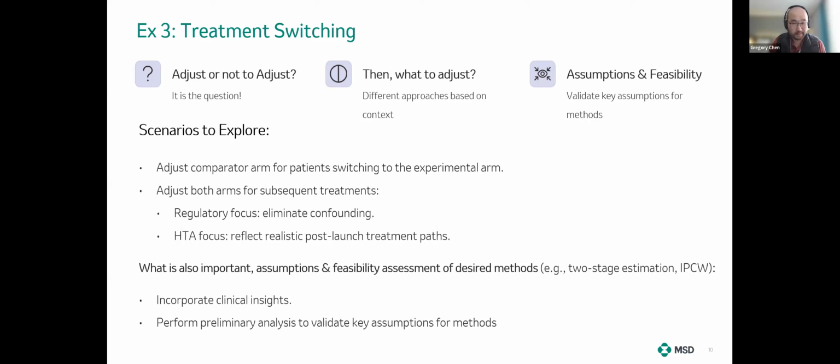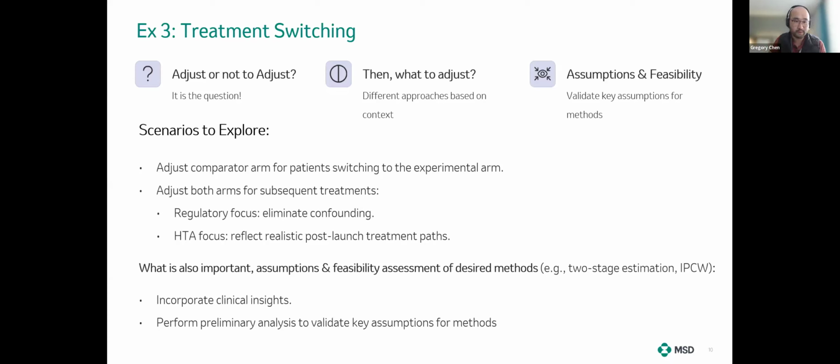The answer is yes. However, depending on the purposes, the way we're approaching it might be different. From a regulatory perspective, they may have a keen interest in eliminating all the confounding. That means maybe adjusting for both, or focusing on adjusting just in some trials where, in the protocol design, they allow for the comparator arm patients to switch to the experimental arm.